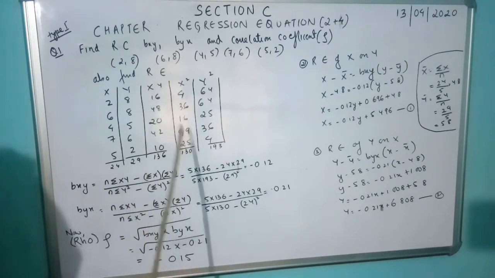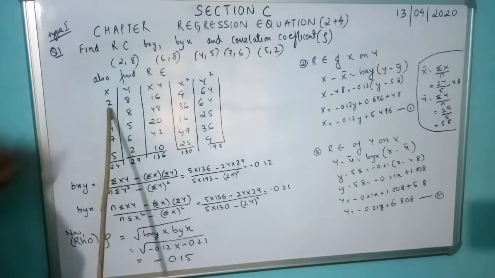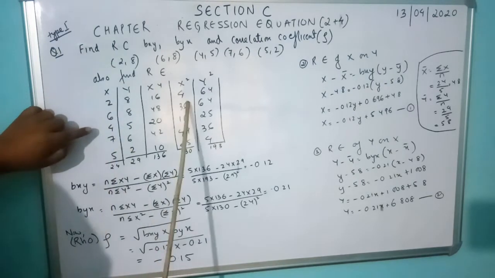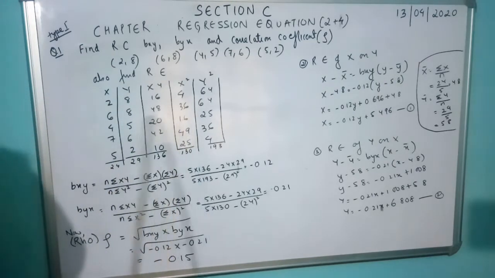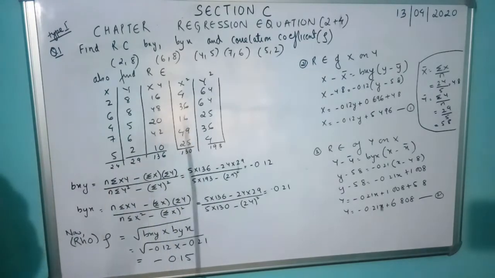Next, look at the denominator, summation y square. So I need one more column containing y square, so I make one more column containing x square and y square. What is x square? You square x, like 2 square is 4, 6 square is 36, 4 square is 16, 7 square is 49, 5 square is 25. Similarly you find y square: 8 eights are 64, 8 eights are 64, 5 square is 25, 6 square is 36, 2 square is 4.